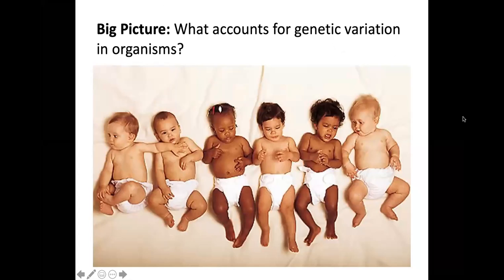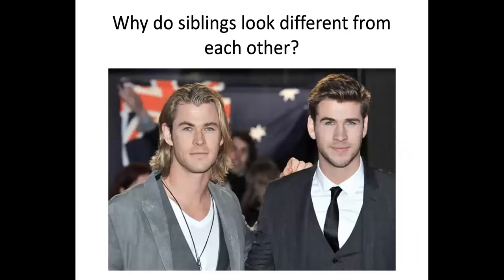All right, so today starts meiosis. So the big picture that we are going to talk about is what accounts for genetic variation in organisms. So genetic variation is the key to what we are talking about today. So why do you think siblings look different from each other?